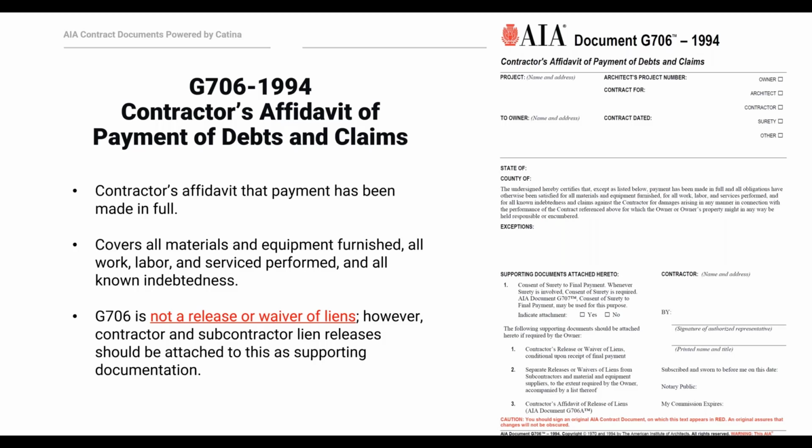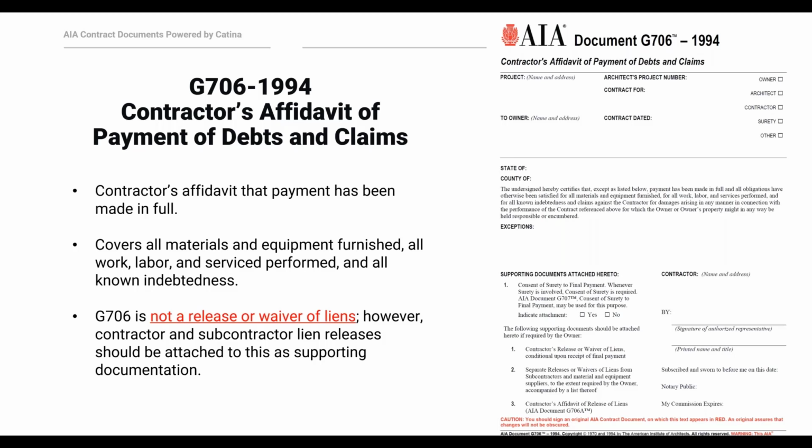So if you're using an A201 on your project, one requirement, which I mentioned earlier, that the contractor has to achieve before receiving final payment is executing an affidavit like this. That's all the way back in section 9.10.2 of the A201, and the G706 works to satisfy that requirement when it's filled out properly. So literally, executing this form is a condition precedent to a contractor getting final payment on a project using the A201.